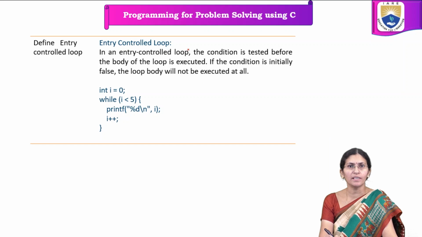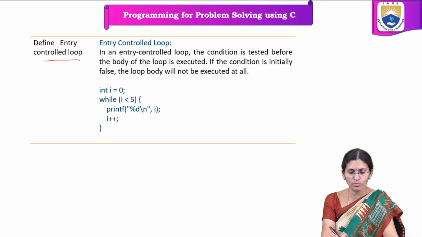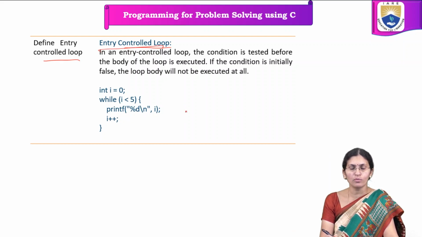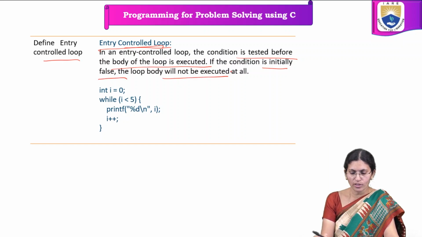Next one is define entry control loop. Entry control loop is a loop based upon when the condition is tested. Based on when the condition is checked, we have two types of loop. One of them is entry control loop. In entry control loop, the condition is tested before the body of the loop is executed. So if the condition is initially false, the loop body will not be executed at all. For example, for loop and while loop. These are entry control loops because right at the start the condition is checked. After that it will enter the block of code.